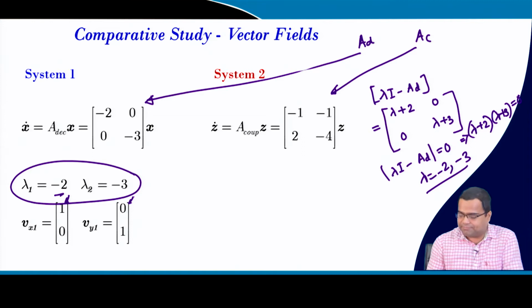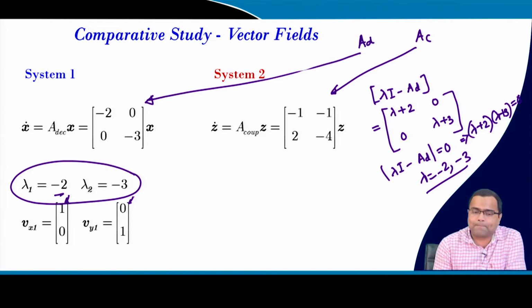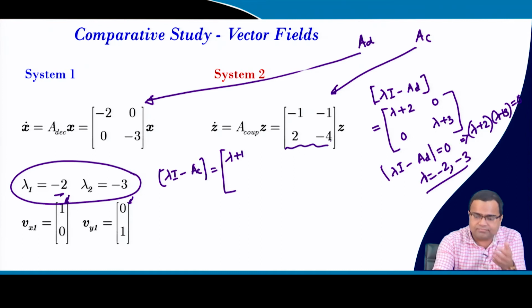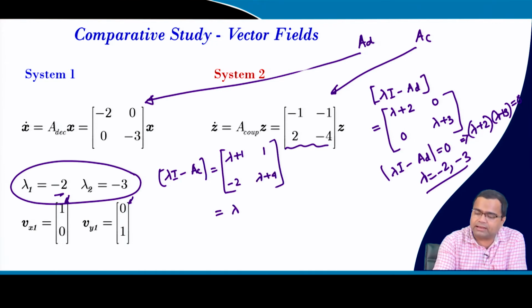Now, let us find the eigenvalues of A couple. That means lambda I minus A couple is nothing but lambda plus 1, because A couple is this, then 1, minus 2, lambda plus 4, and what we will write is lambda plus 1 into lambda plus 4 plus 2.